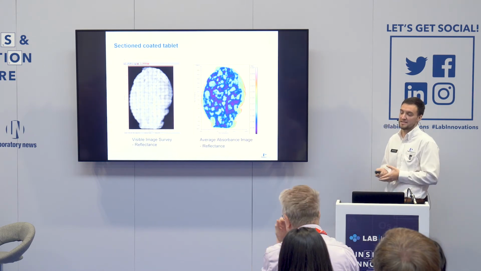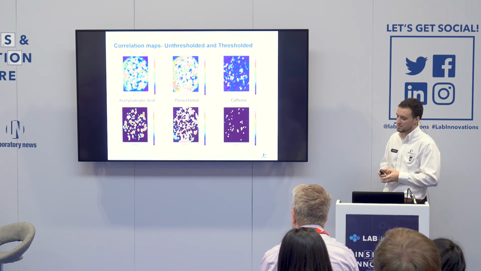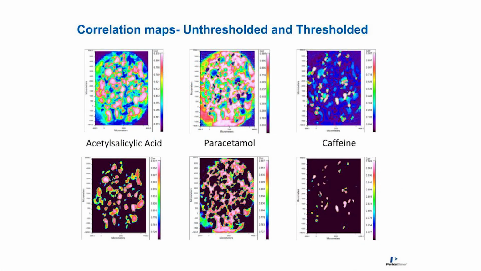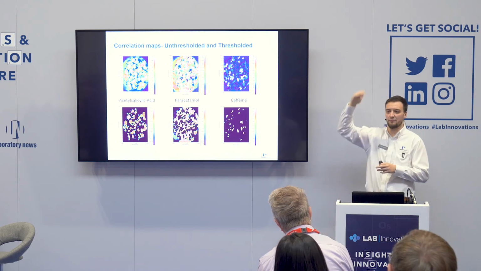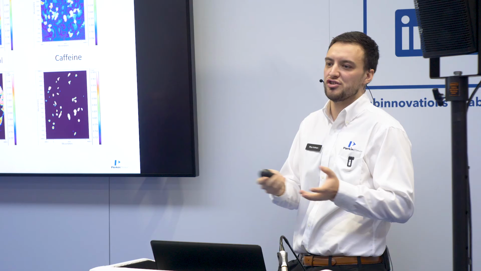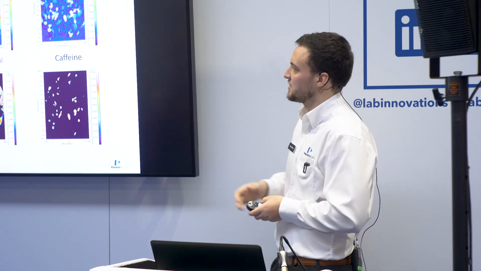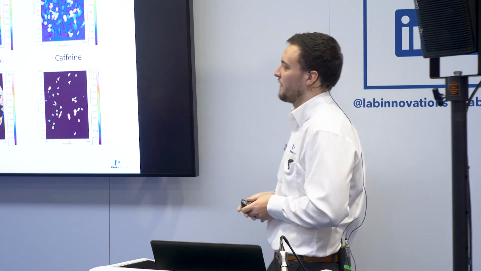But if we apply the same technique as we did with the last sample and generate correlation maps, we can see how the acetylsalicylic acid, paracetamol and caffeine are distributed within the tablet. So we have two sets of correlation maps here. The first one is what we call an unthresholded correlation map. You can see this number down here, it's really low correlations and really high. So you can see a lot of bright colors, but you'll see a lot of dark colors where actually the API is not really correlated at all. So you can get an idea of how the APIs are distributed, but you can't see very clearly.